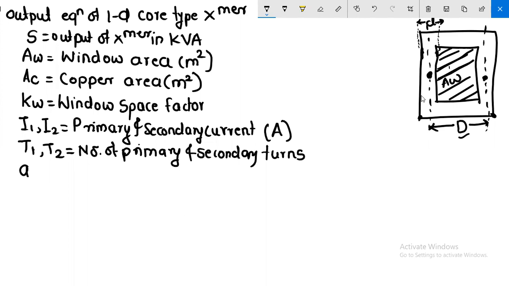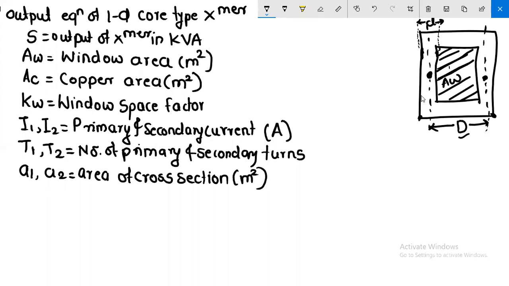Then next are A1, A2. A1 stands for the area of cross section for the primary side, and A2 stands for the area of cross section for the secondary side. In which unit do we measure area? Obviously, in meter square.